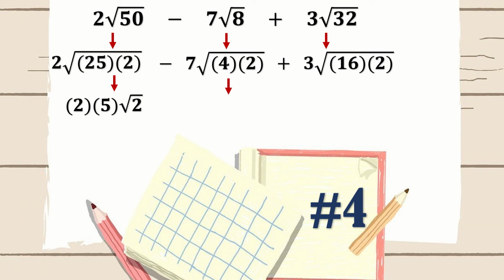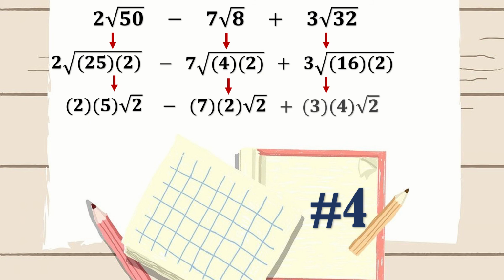Same with the other one. It will be square root of 4, which is 2. So that will be 7 times 2, then retain square root of 2. Lastly, we have square root of 16, which is 4. So 3 times 4, then square root of 2.